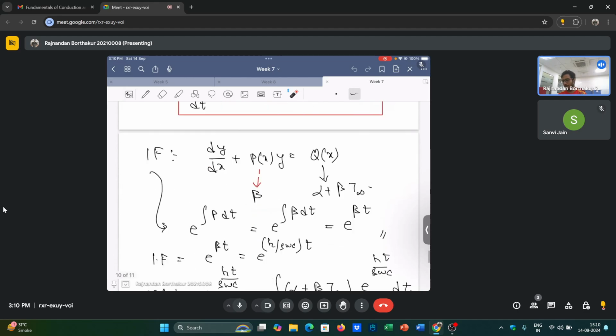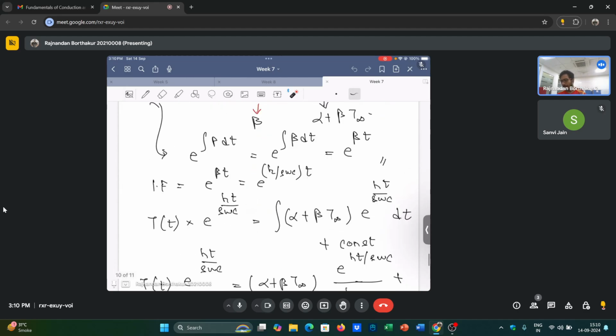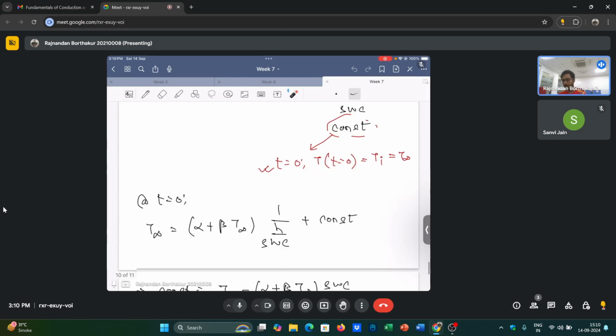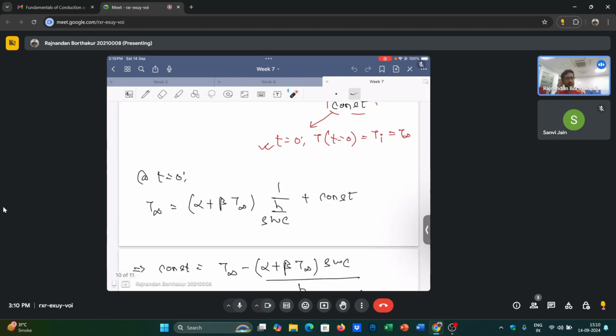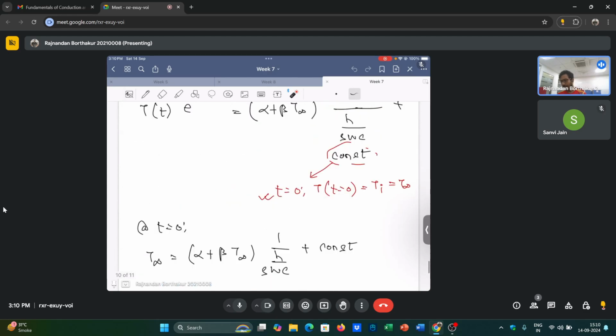And we looked into something which is known as the integrating factor. Just by calculating this integrating factor, you can write the solution in terms of the integrating factor, as we saw in the last class. So this is something that we did in the last class.